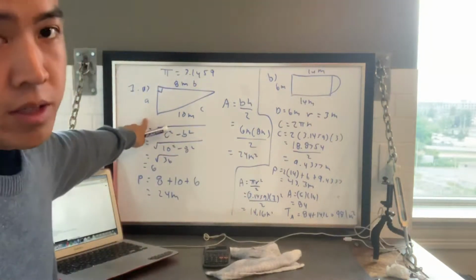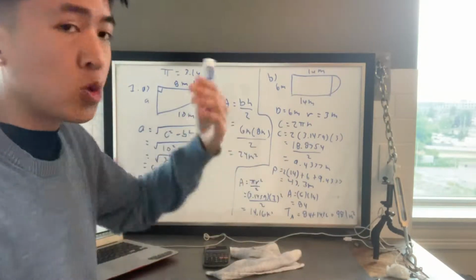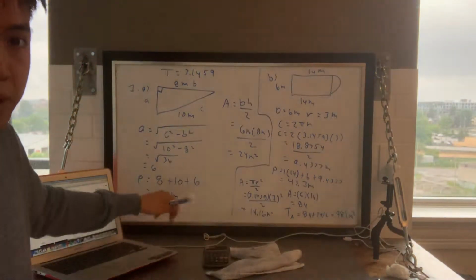But I'm going to choose this to be my base and this to be my height. So 6 times 8 is 48, divided by 2 is 24 meters squared. So my area is 24 meters squared, and my perimeter is 24 meters.